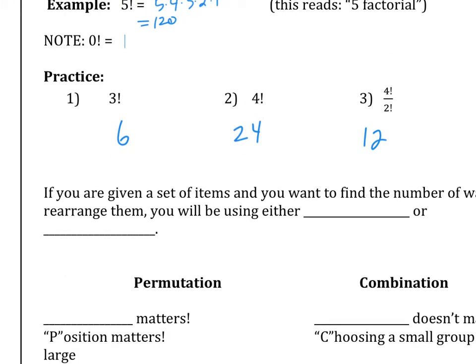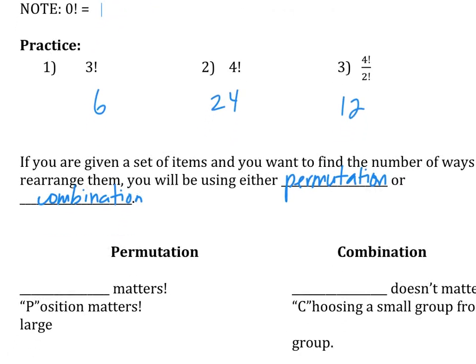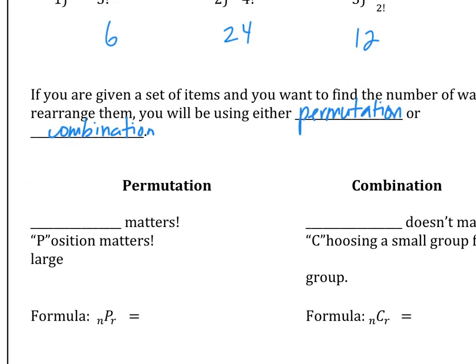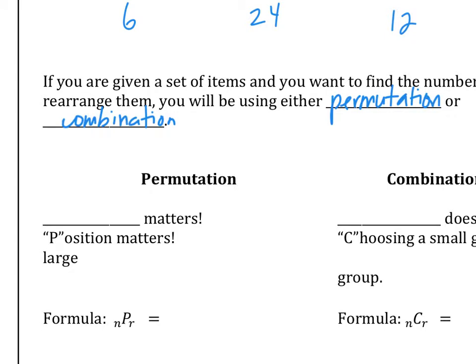Okay, so this is where we get to permutation and combination. If you're given a set of items, you want to figure out the number of ways to arrange them, you'll either use permutation or combination. Okay, those are also special buttons on your calculator. Permutation, so, hopefully you watched the video and you're trying to figure out how to use or when to use them. Permutation, order matters. So position matters, P for position.